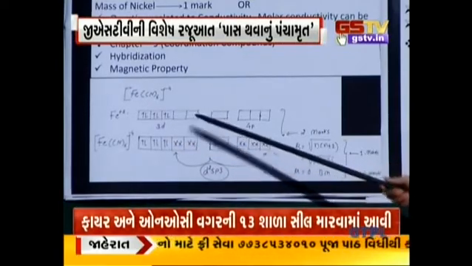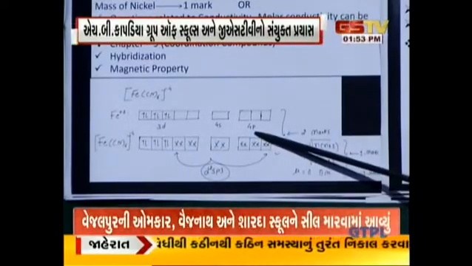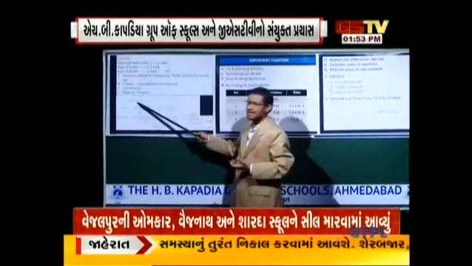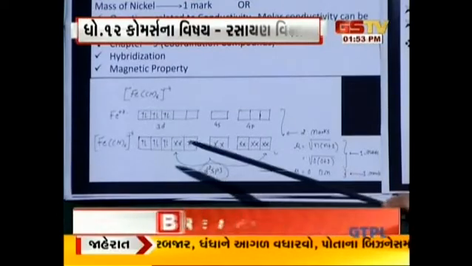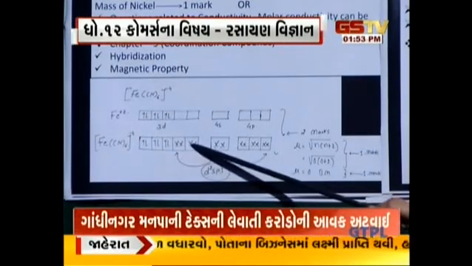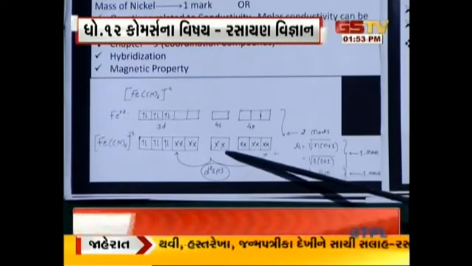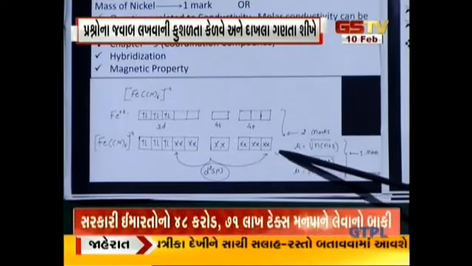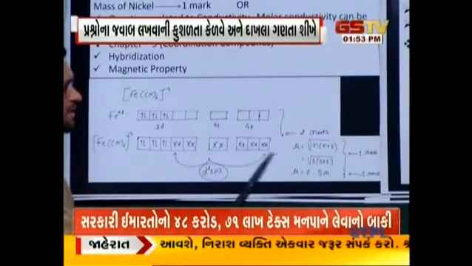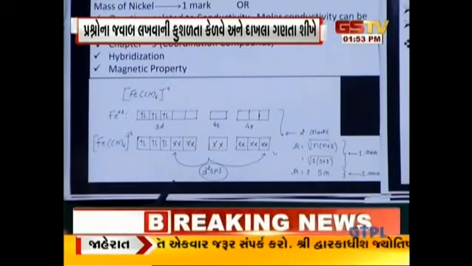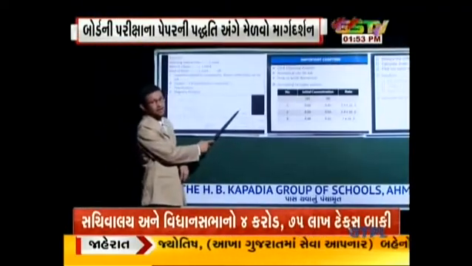So by putting Fe plus 2, we have the electronic configuration 3d6. Okay. And we have empty d orbital, empty s orbital, and empty 4p orbital. So CN is a ligand. There are 6 ligands which combine with the metal. So 2 electrons in the 3d orbital, 1 electron in the 4s orbital, and 3 electrons in the 4p orbital. So we can say that this is the d2sp3 hybridization. So for the hybridization you will get 2 marks in the 4 marker question.